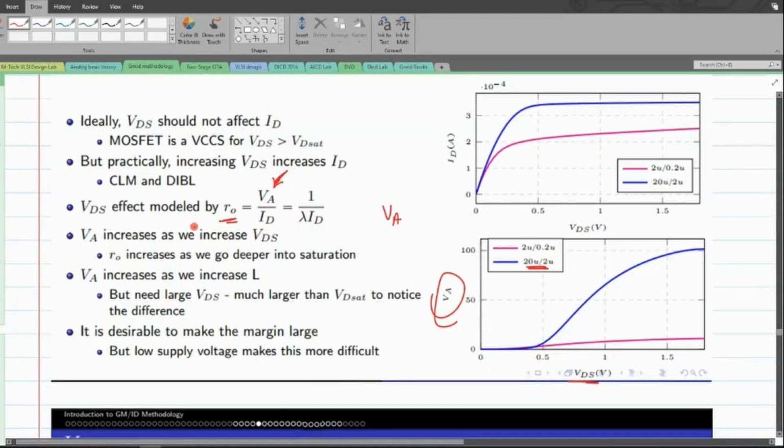Now, as I said, if you want to have a larger gain, we know that one thing is that you either have to increase the value of gm.